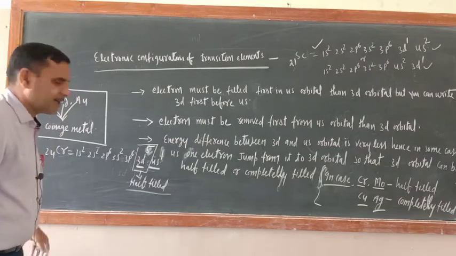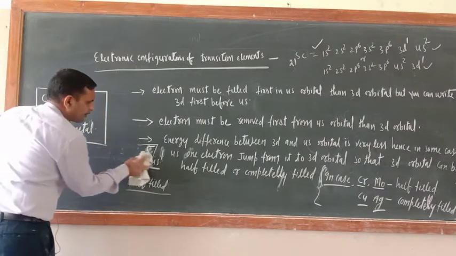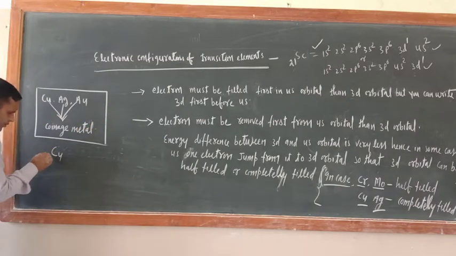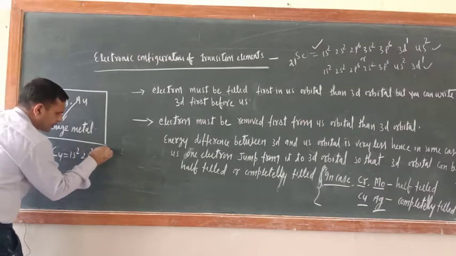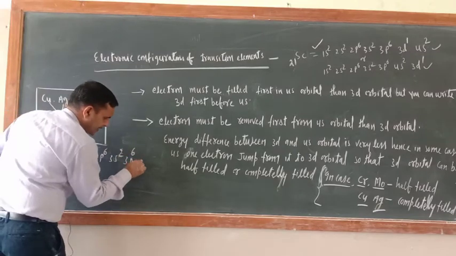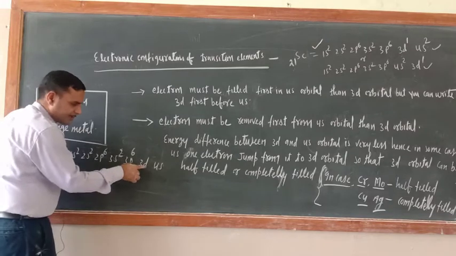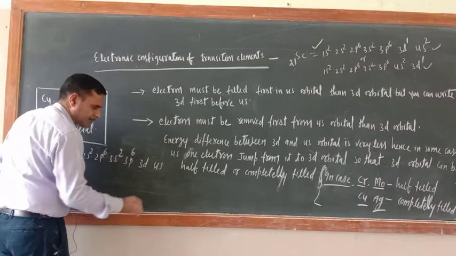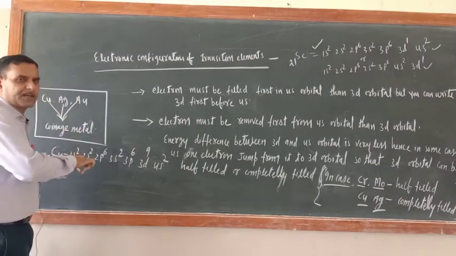Now let us check the electronic configuration of copper also. Just see. Copper is 29. What is the electronic configuration? 1s2, 2s2, 2p6, 3s2, 3p6, then 3d, then 4s. I maintain the continuity. First I wrote 3d, then 4s, but I will fill the electron first in 4s. So 4s2, 3d9. This should be the electronic configuration of copper.